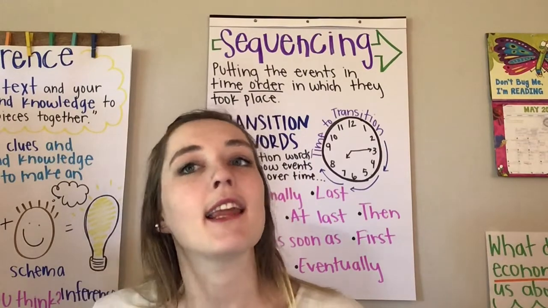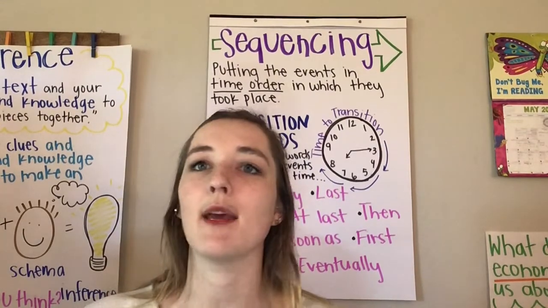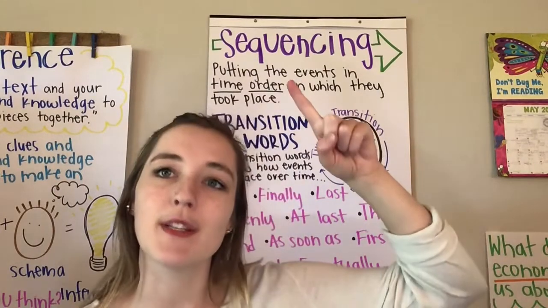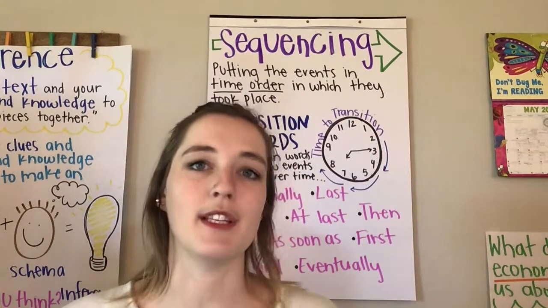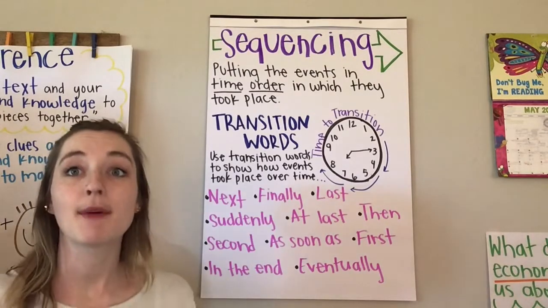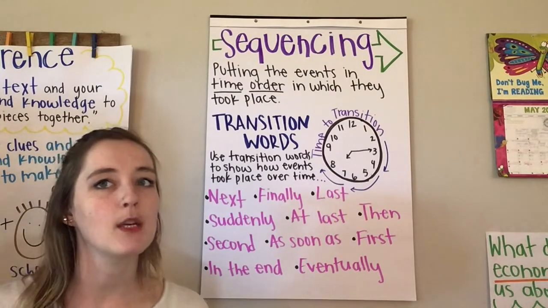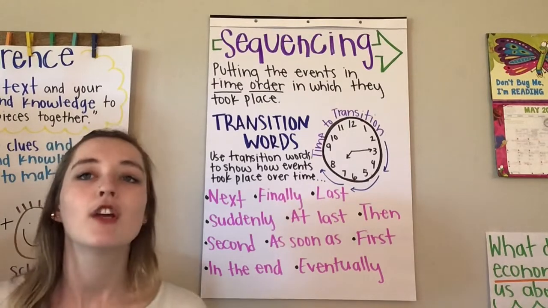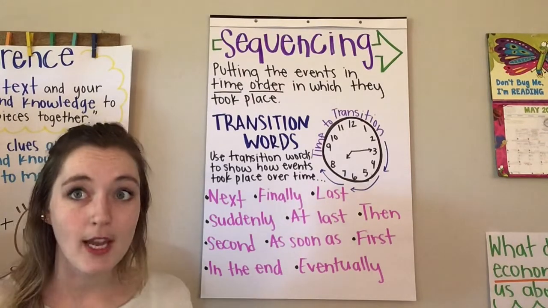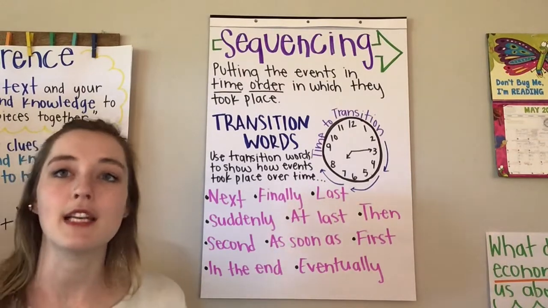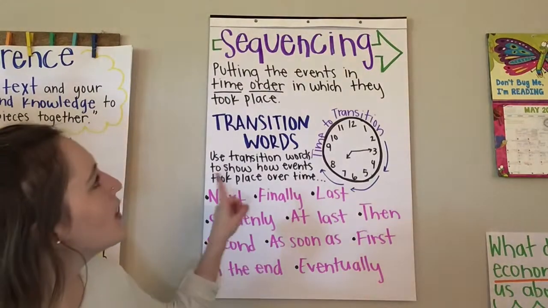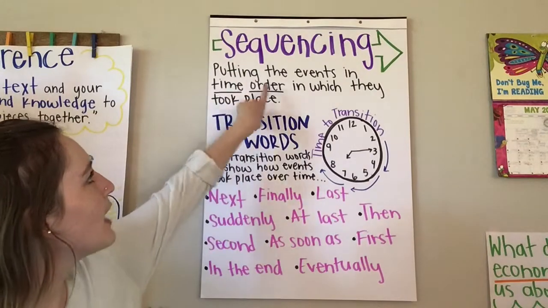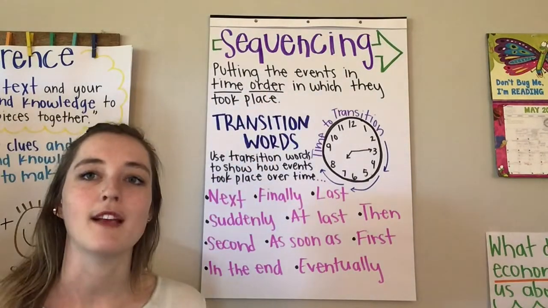We are on ELA mini lesson number 24, and today we're going to talk about sequencing in an informational text. Let's get started. Let's learn about sequencing. You can sequence events in a story, but you can also sequence things that are happening in an informational text. When we're talking about sequencing, we are putting the events in the time order in which they took place.